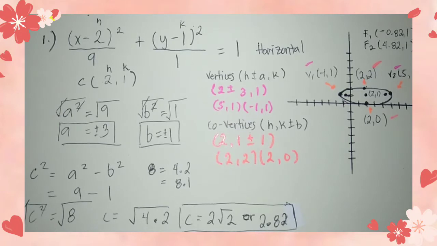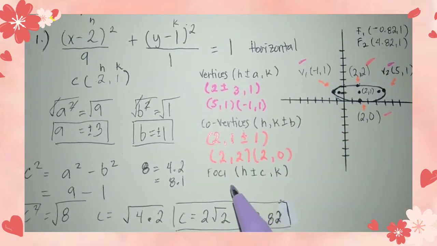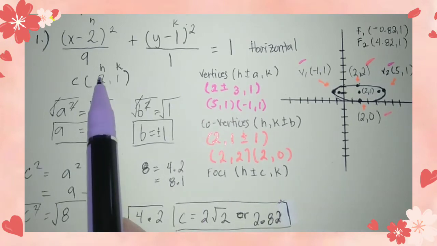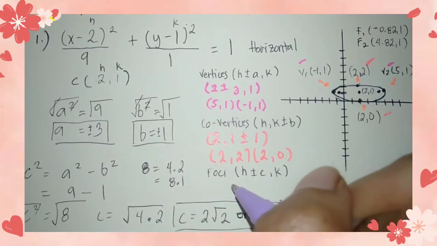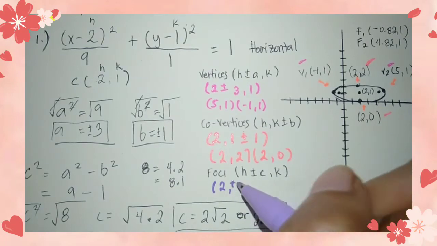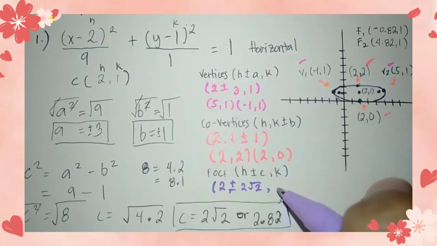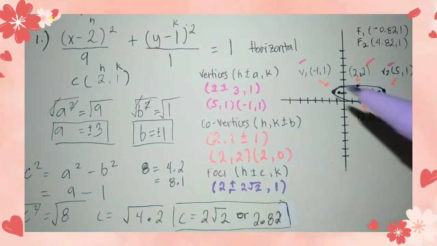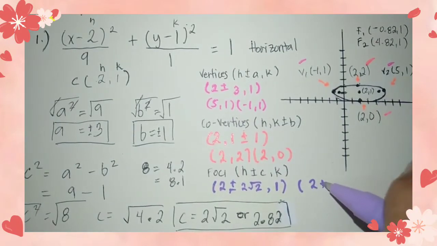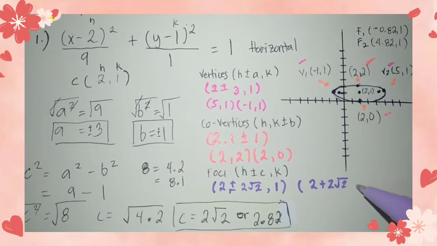Next, of course, is our foci. So, we have our foci at h plus and minus c and k. And of course, ang ating h is 2. So, we have 2 plus and minus 2, square root of 2. And of course, ang ating k is 1. So, we have focus 1 at 2 plus 2, square root of 2, and 1. And of course, we also have 2 minus 2, square root of 2 and 1.